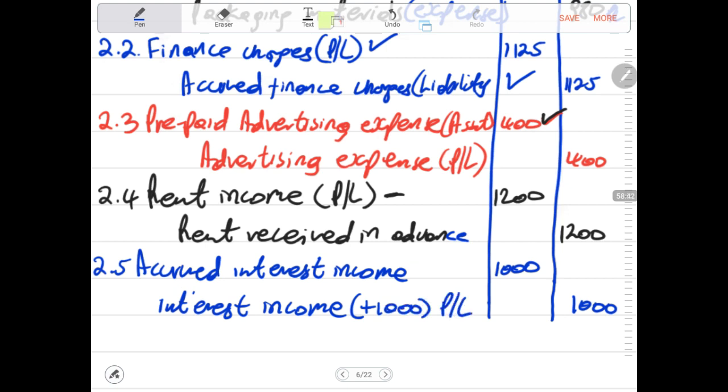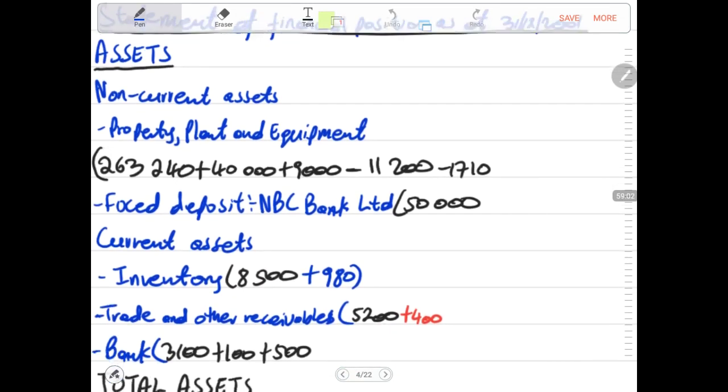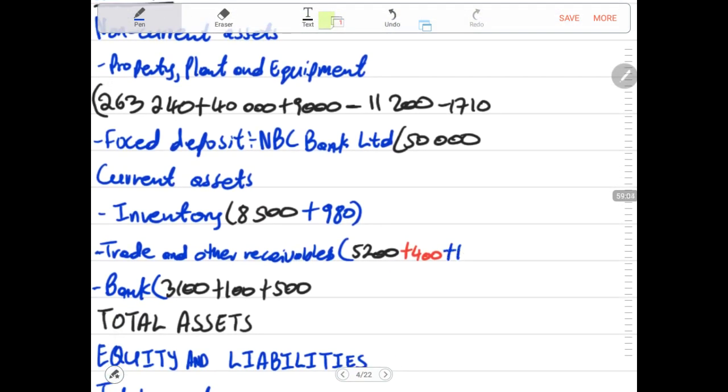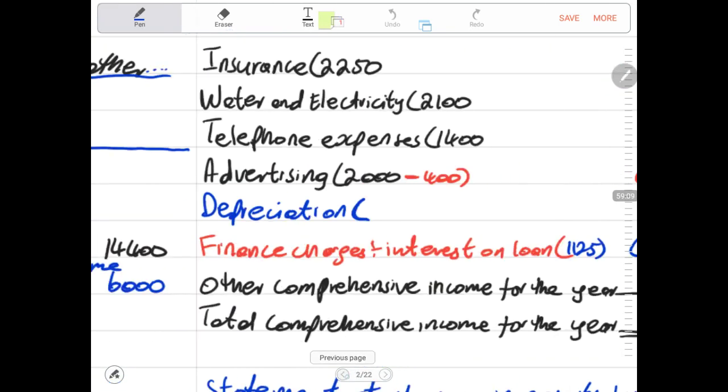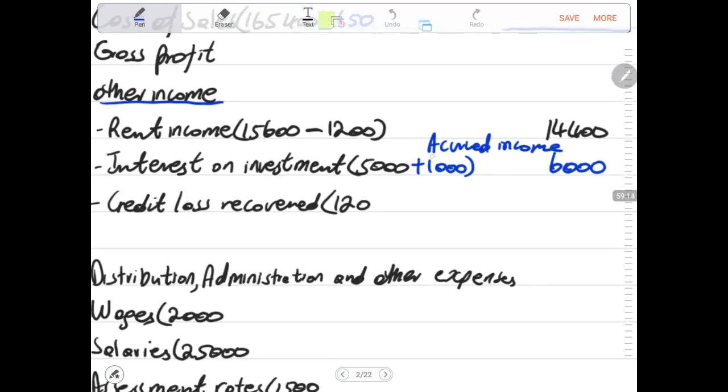Accrued income is an asset, and it's a current asset. It will be under receivables, under trade and other receivables. So the 1,000 rands will be under trade and other receivables, plus here 1,000 rands. Then the one on the credit side must be increasing our income. There we do have it, it's already a plus under our income. So guys, that is how it is.